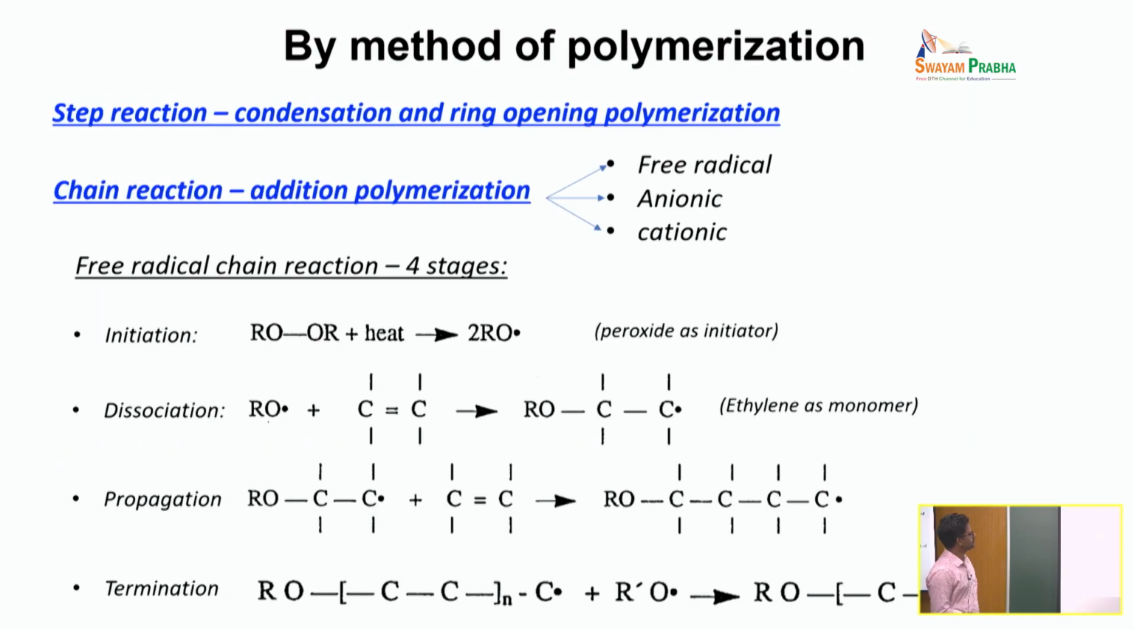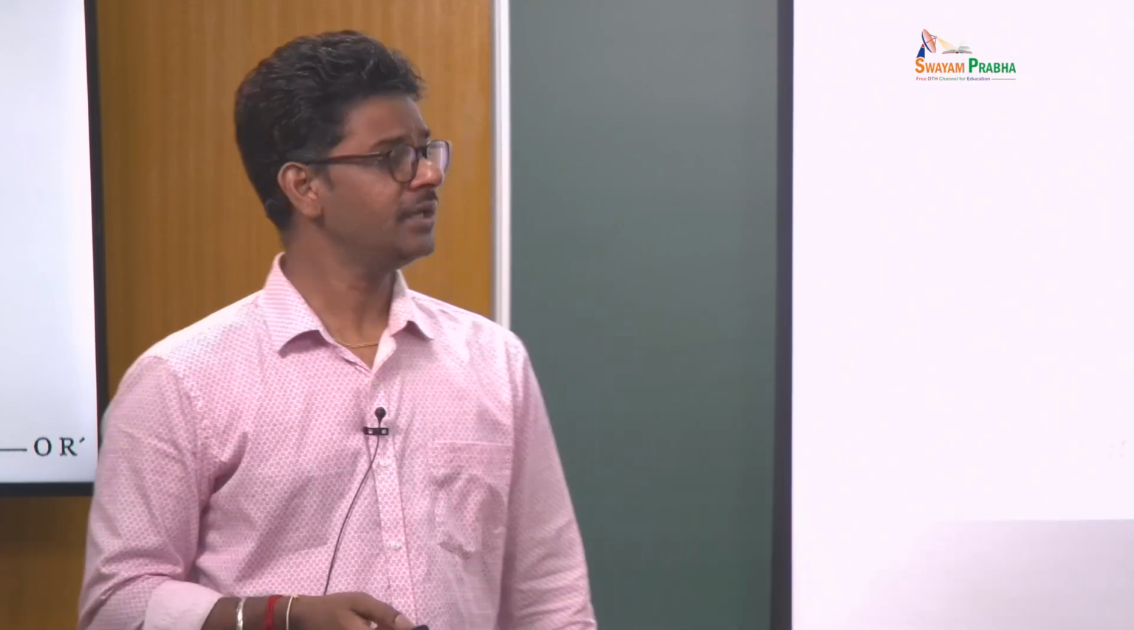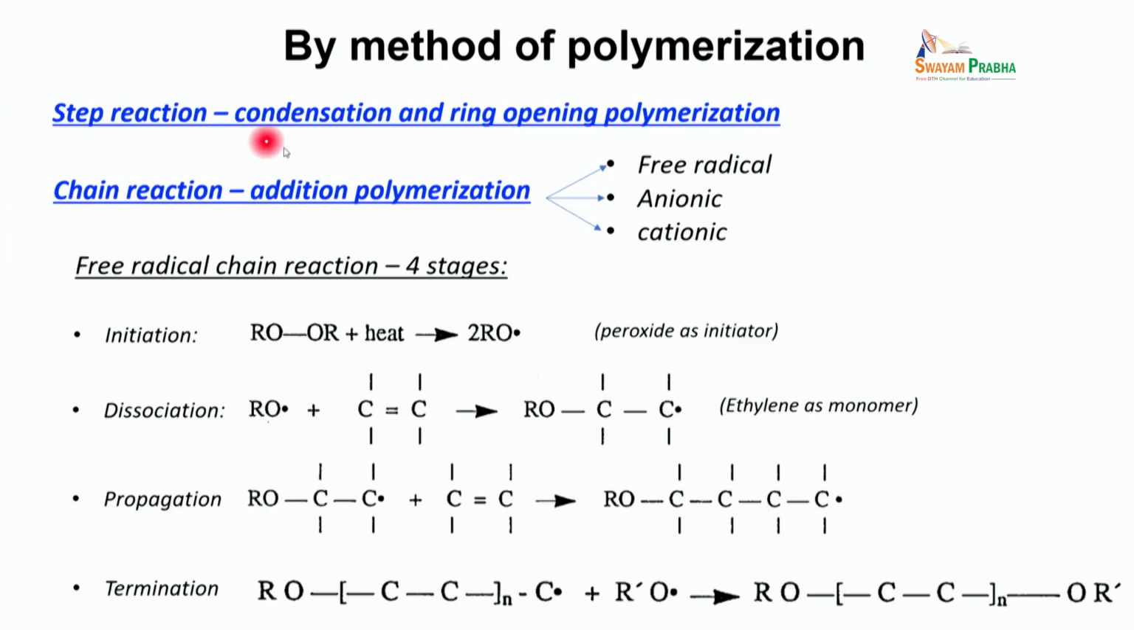Now if we go a little further inside, we see that there are 2 kinds of reactions, which we call step reaction and chain reaction. Most of the addition polymerization that I talked about occurs through what is called a chain reaction. Within this chain reaction there are 3 types: free radical, anionic, and cationic. If you think about how free radical reaction happens, it goes through 4 stages. This free radical reaction is a type of chain reaction, and chain reaction usually happens in addition polymerization.